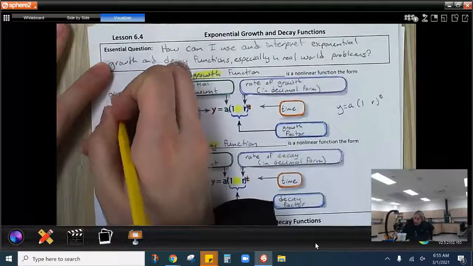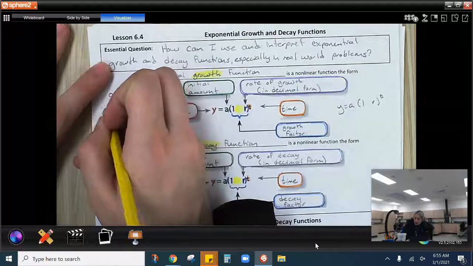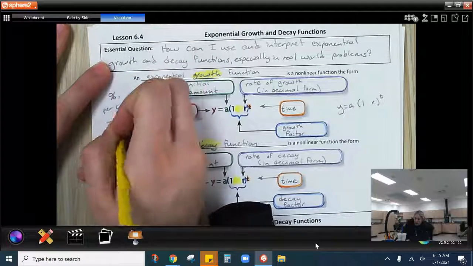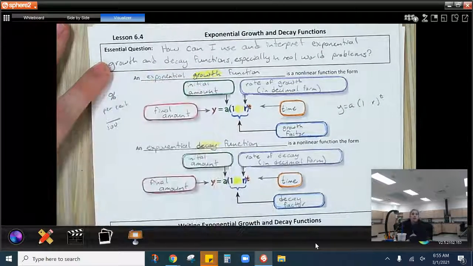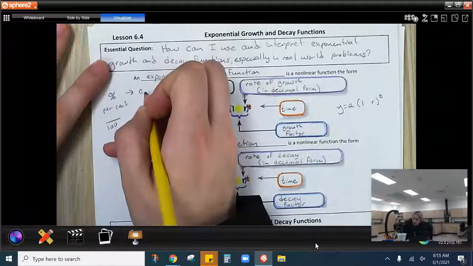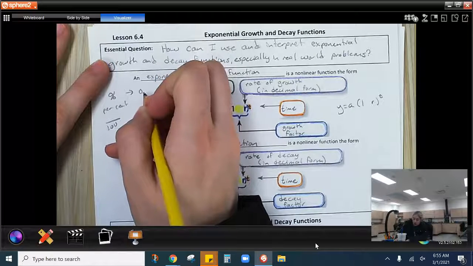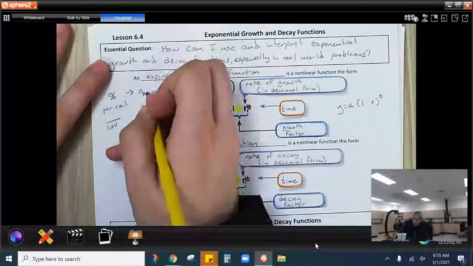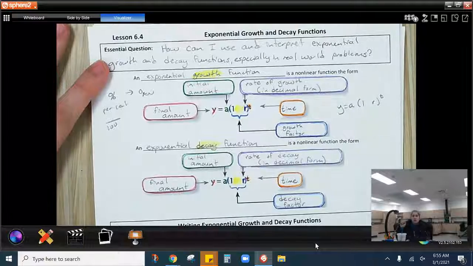Remember, percent literally means out of 100. All right, it means out of 100. So if it helps you, it usually turns into a 0 point, and then you have moved that decimal place 2. So if it's 6%, move it 2. So just to remind you.